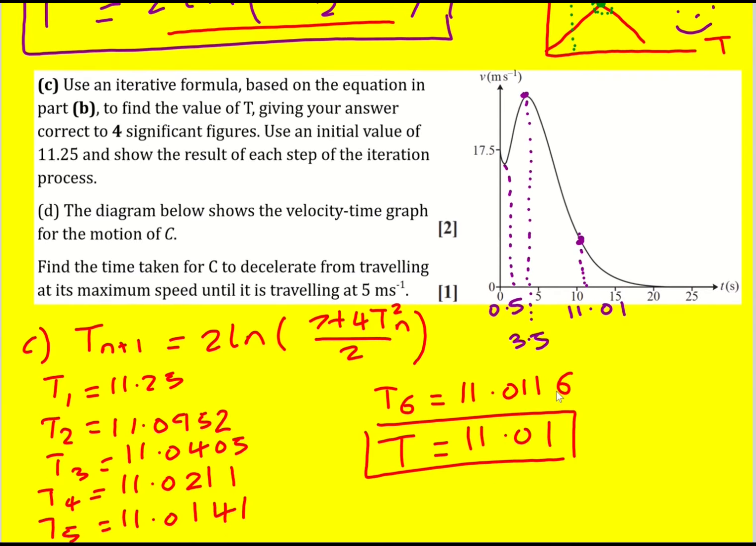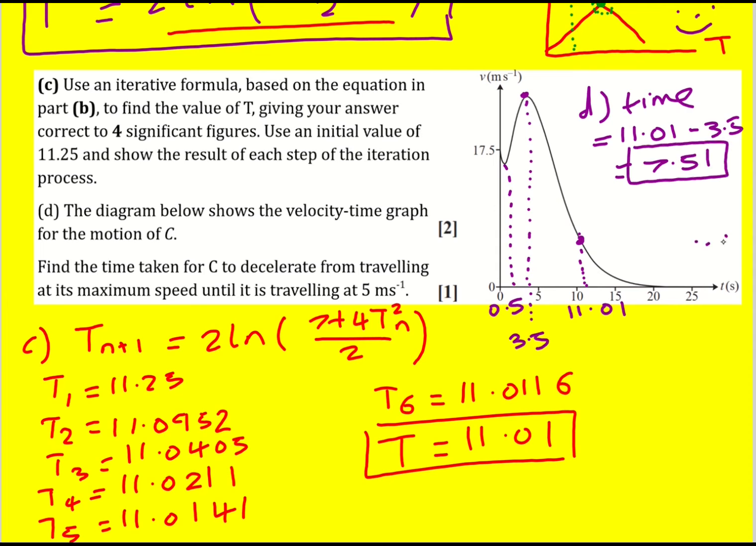So the time taken to decelerate is going to be the difference. 11.01 minus 3.5. And that works out nicely to be 7.51 seconds.